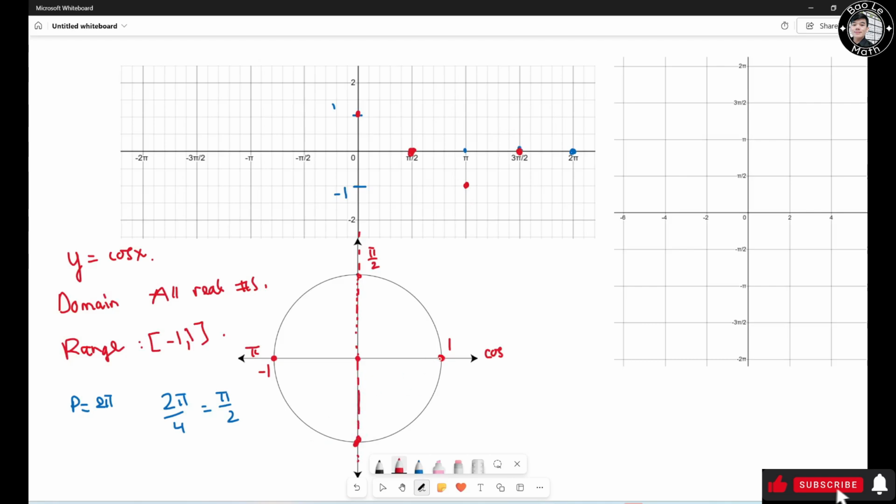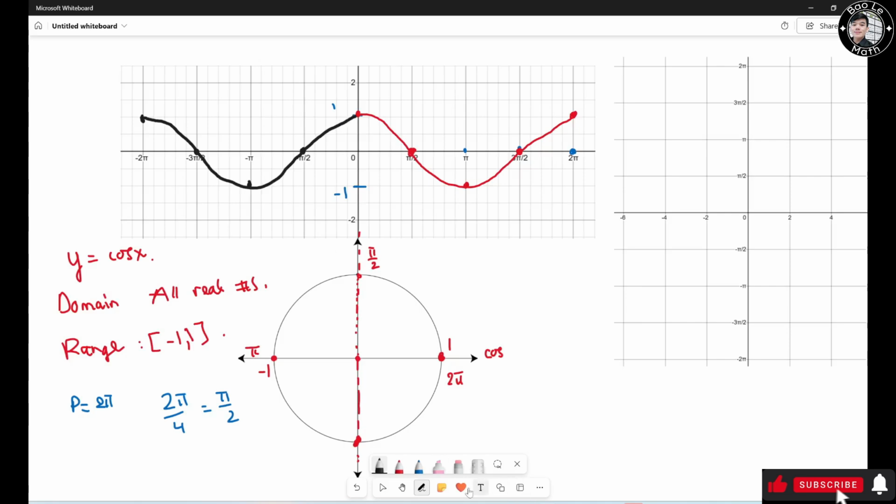And then when it completes a full cycle, it goes back to the maximum. So the maximum should be right here, at 2 pi. And then you just connect this, and you get the cosine function. Now if you duplicate this to the left-hand side, you get the points right here, right here, and right here. So you just connect this.